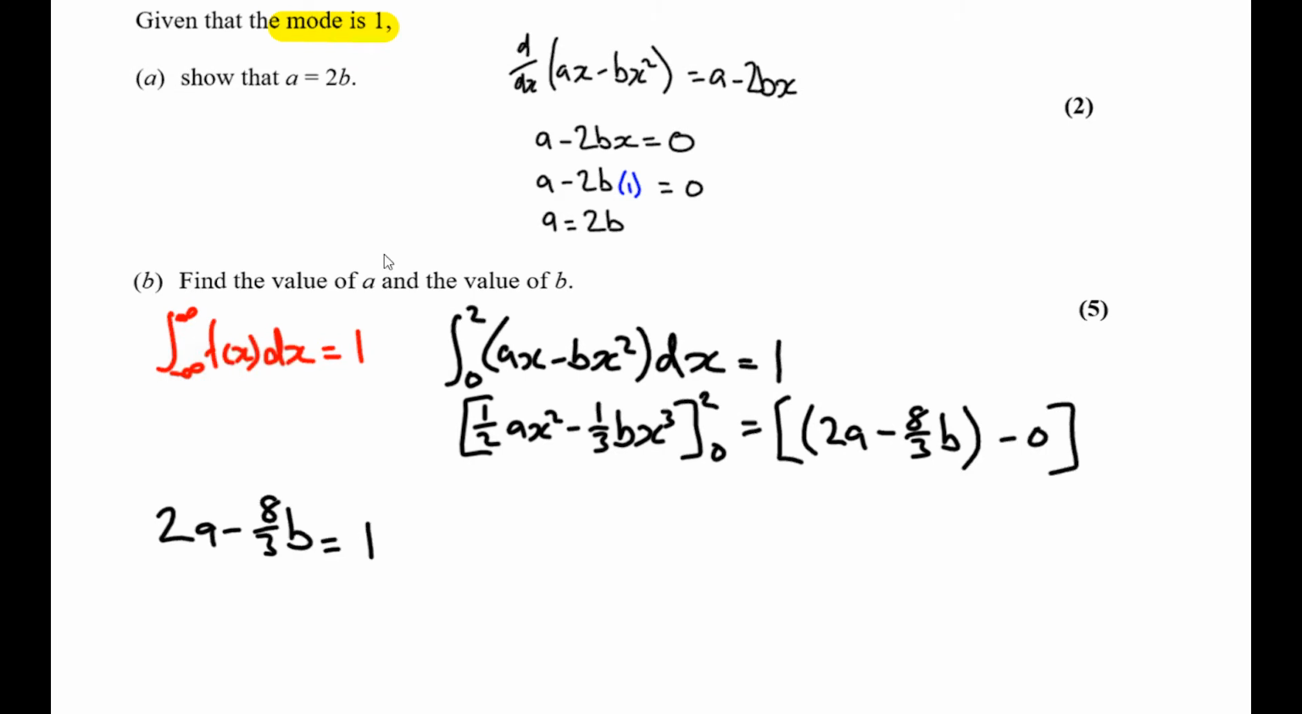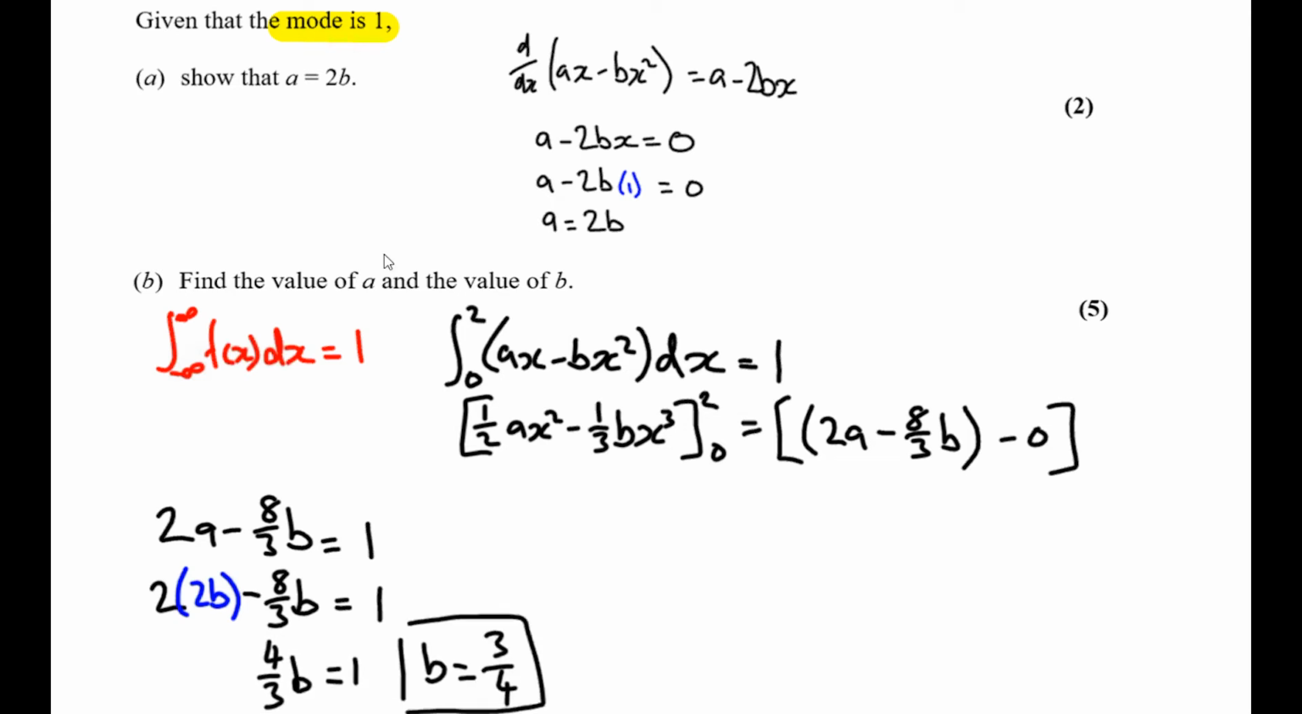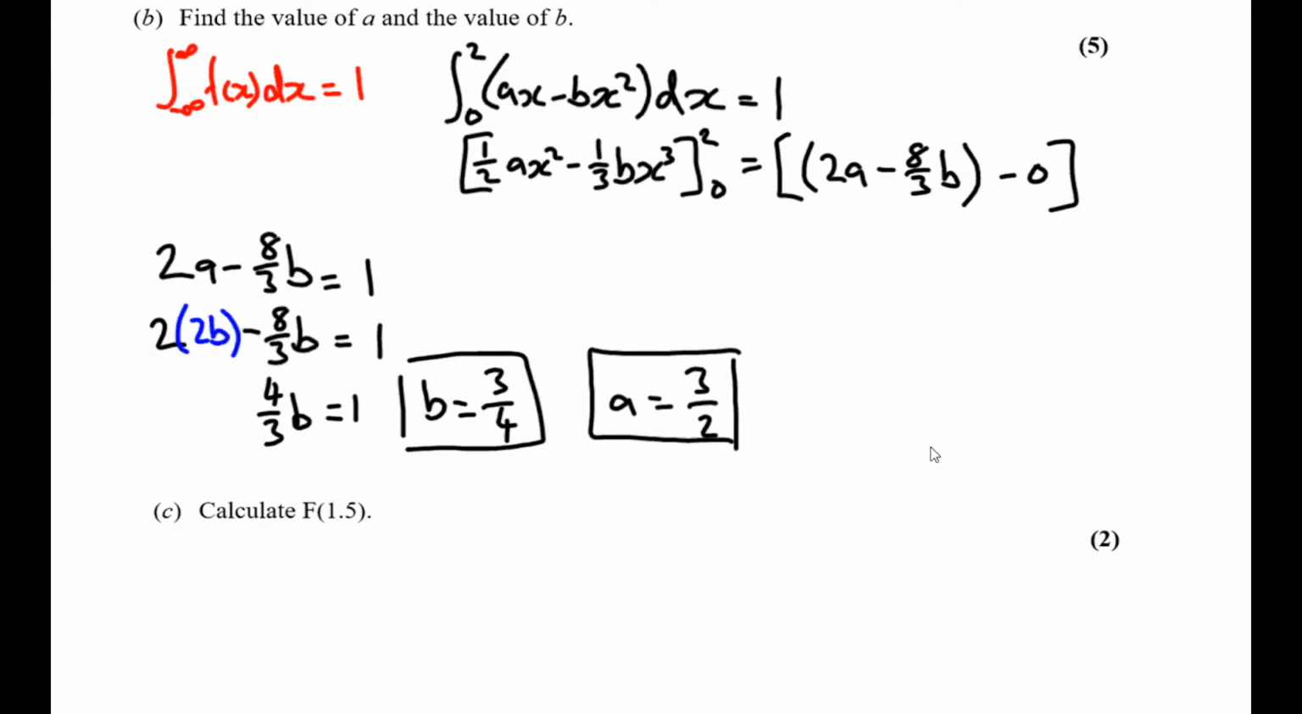I actually know that a equals 2b, so let me just substitute that in right now. So I've got 2 lots of 2b minus 8 over 3b. Okay, so that leads to 4 over 3b equals 1. And from there we can see that b is going to equal 3 over 4. Okay, and if b equals 3 over 4, and I know that a is 2 times b, that means that a should equal twice 3 over 4. A is going to be 3 over 2. All right, good stuff.